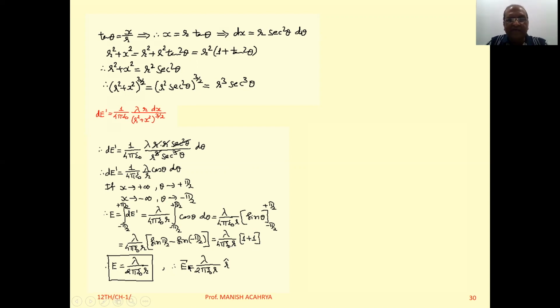In vector form, we can write vector E is lambda upon 2 pi epsilon 0 r, r caret, where r caret is the unit vector in the direction of the electric field. So these are lengthy calculations, but by using Gauss's law, we can calculate this electric field simply. Clear to all of you?